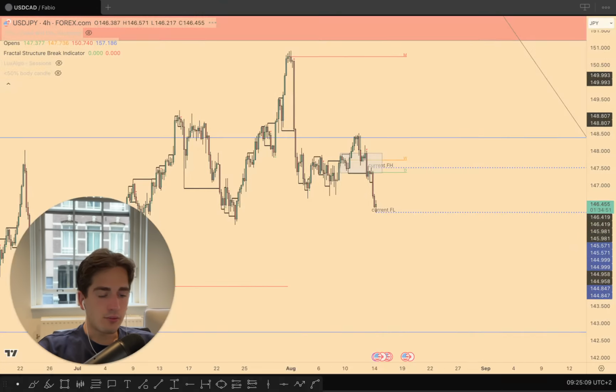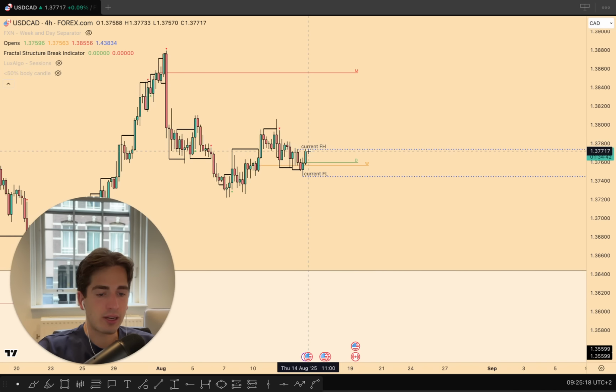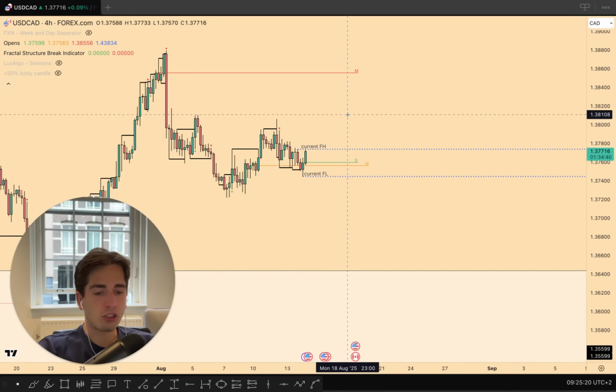USD CAD, I've got a lot of requests for this pair. This pair is looking good for some further upside. Yeah, focus on those longs in my opinion, and especially once the 4 hour fractal high breaks here, then you can just play the continuation higher.